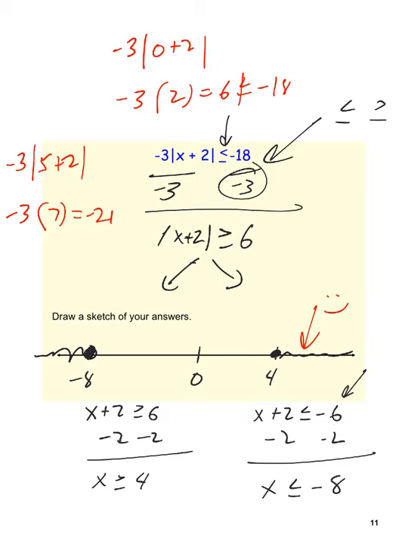What if I were to put, lastly, -9 in there? If I put -9 in here, now I'd have -3 times the absolute value of -9 plus 2. -9 plus 2 is -7, the absolute value of that is 7, so -3 times 7 would be -21. So in that case, again, we are less than or equal to -18 from the original equation, so that would be a win.